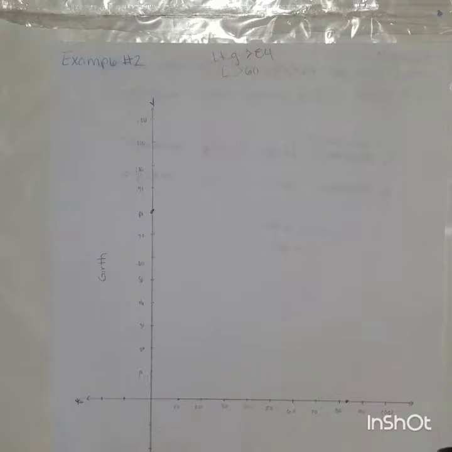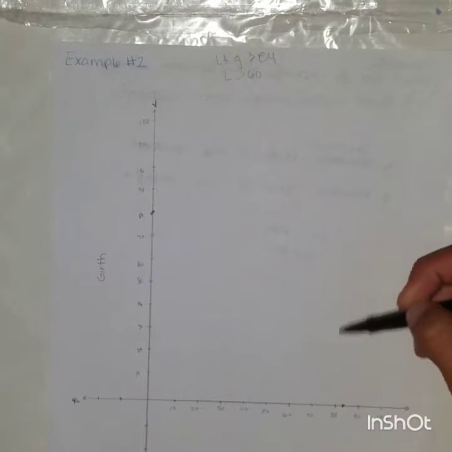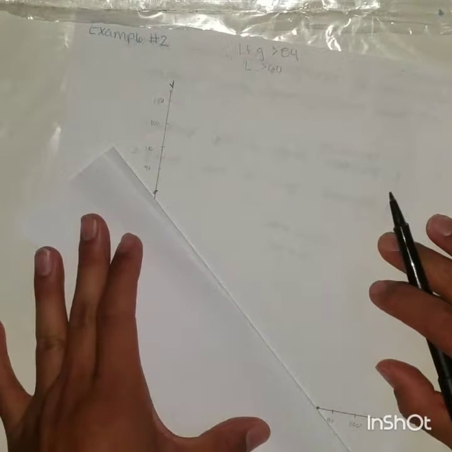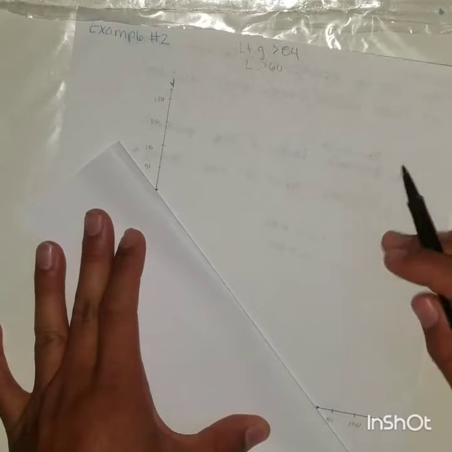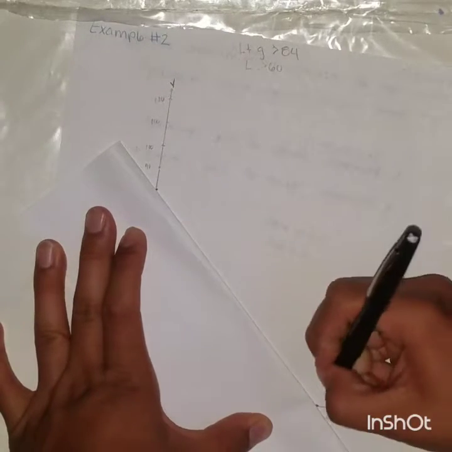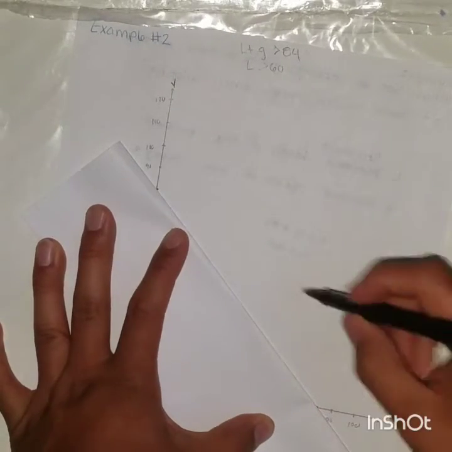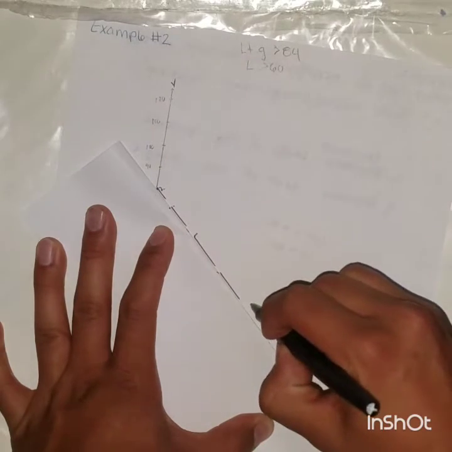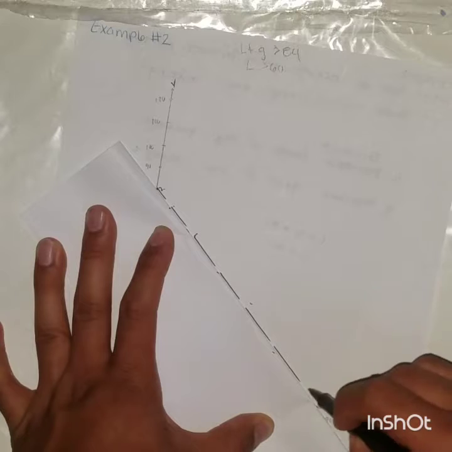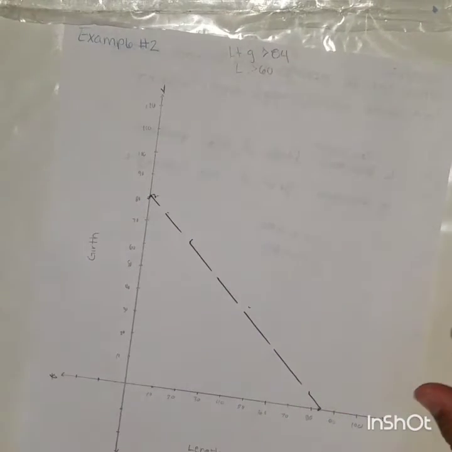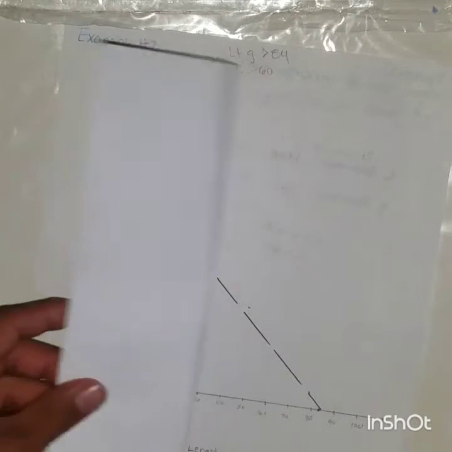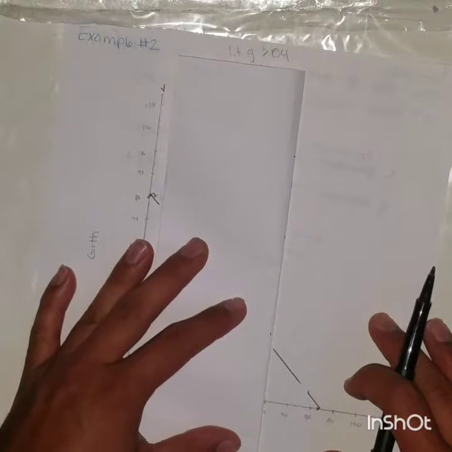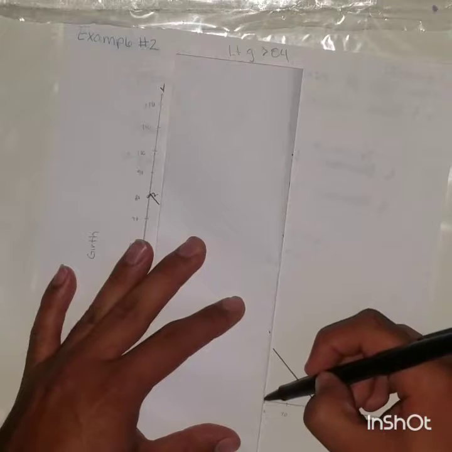So the length is at 84 and the girth is at 84. And I lost my ruler, sorry guys. So it's going to be right here, it's going to be a dashed line because they're not equal to anything and they have no boundaries. And for the second one, it's going to be a vertical line at 60, which is also going to be dashed.